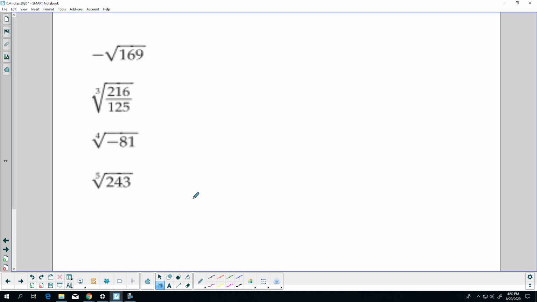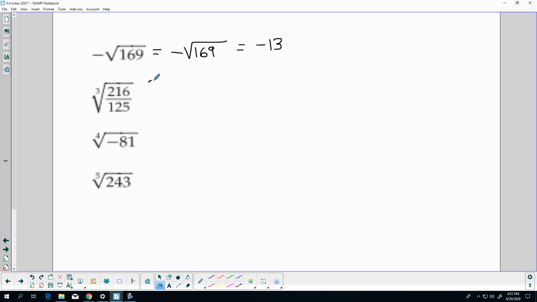Let's do a couple examples with some more radicals. I know this was a little more from part 1 of the video, but that's okay. On this one, our negative sign is outside the radical, so that's okay. We're taking the square root of 169, and the negative makes our answer negative, and the square root of 169 is 13.